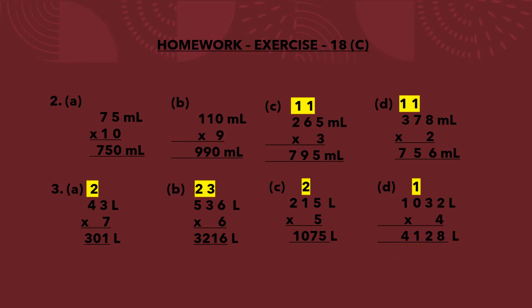Then D part, 1032 liters multiplied by 4. Now 4 twos are 8. 4 threes are 12. Now 2 you will write in the answer part and 1 as carry. Then 4 zeros are 0. 0 plus 1 is 1. Now 4 ones are 4. So total answer is 4128 liters. So children, check out your answers and see what you have done.